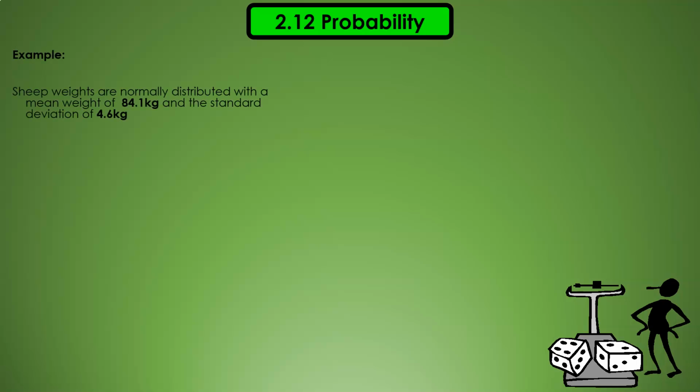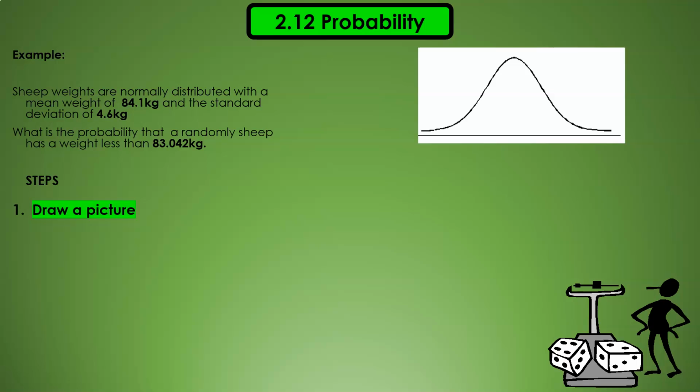Sheep weights are normally distributed with a mean weight of 84.1 kilos and a standard deviation of 4.6. What is the probability that a randomly selected sheep has a weight less than 83.042? Following our steps, draw the picture. We've got our mean again, which in this case is 84.1, standard deviation equal to 4.6. We've got our 83.042, which is less than 84.1, and we're trying to work out that area.